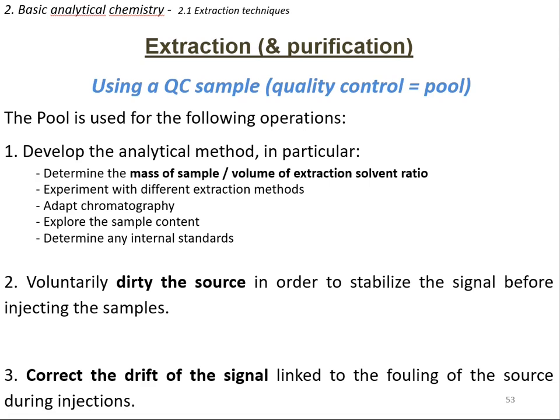You can also voluntarily dirty the source of the mass spectrometer to stabilize the signal before injecting the sample. This is something we'll talk about again later. And finally, you can correct the drift of the signal linked to the fouling of the source during the injection. This is what I said. The system might change during a batch of analysis, and so you can correct these changes by detecting them with the regular injection of the quality control.